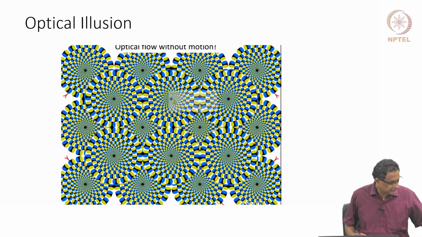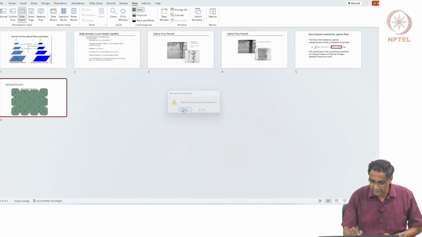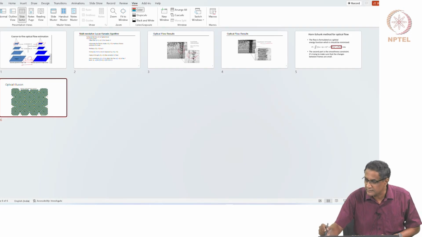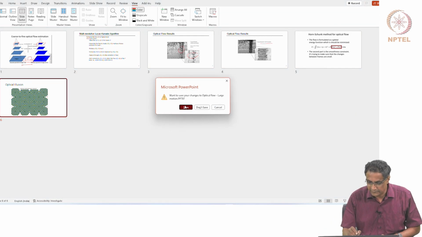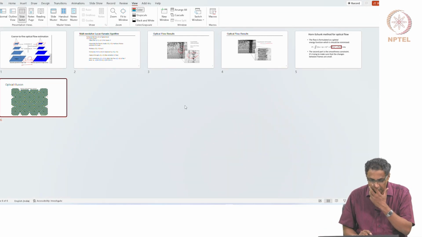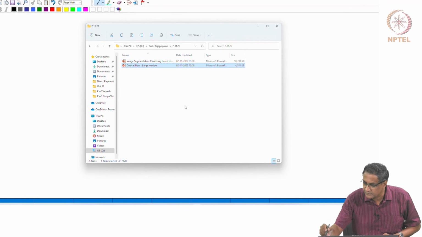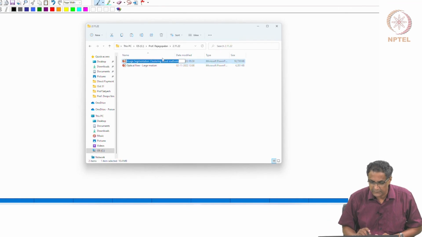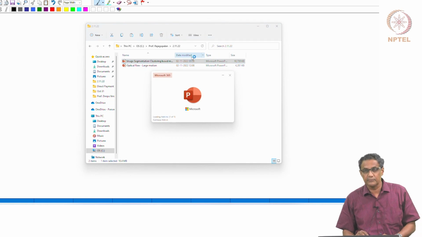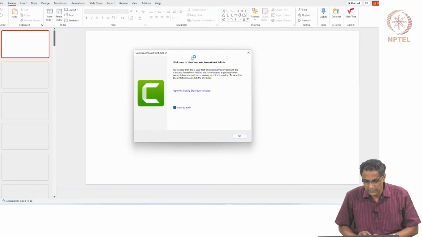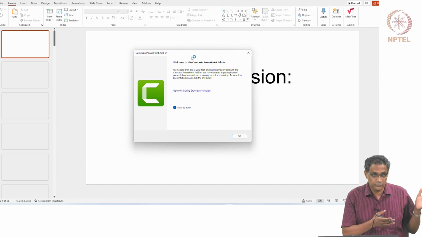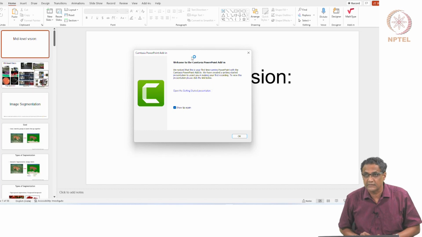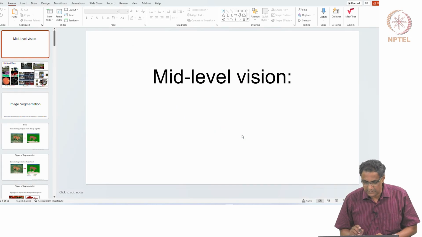Anyway, so we'll stop there. As far as optical flow is concerned, we'll go to the next topic, which is segmentation. This is again a mid-level task, and as important as optical flow. And as I said, even optical flow can be used to do this kind of image segmentation task. I showed yesterday some examples where optical flow can actually be used for this.